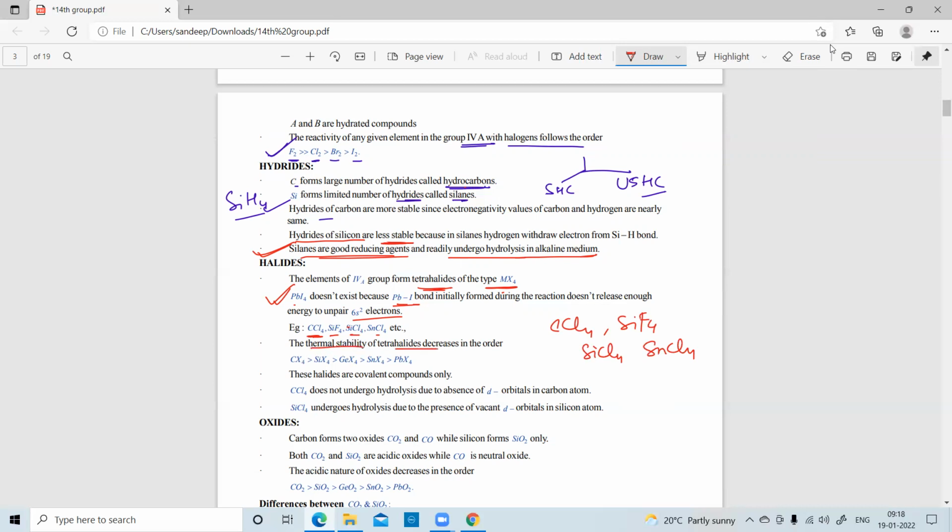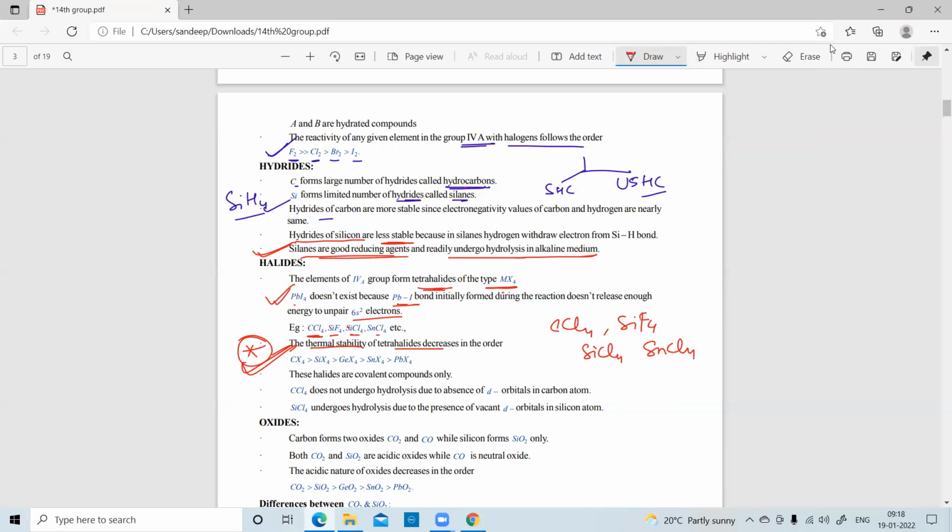The thermal stability of tetrahalides, this is an important question. Thermal stability decreases down the group. Carbon tetrahalides are more stable than silicon tetrahalides. Silicon tetrahalides are more stable than germanium tetrahalides. Germanium tetrahalides are more stable than tin tetrahalides. Tin tetrahalides are more stable than lead tetrahalides.